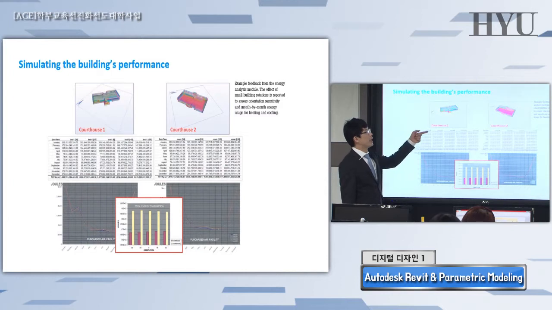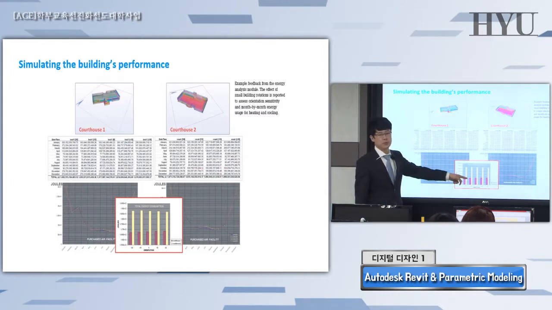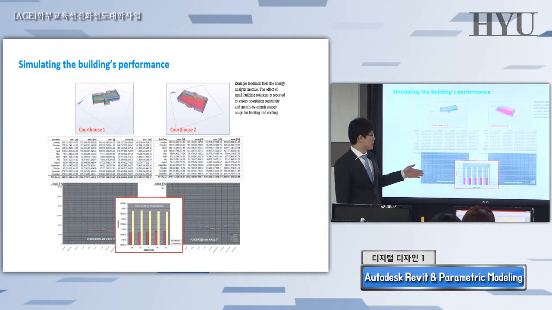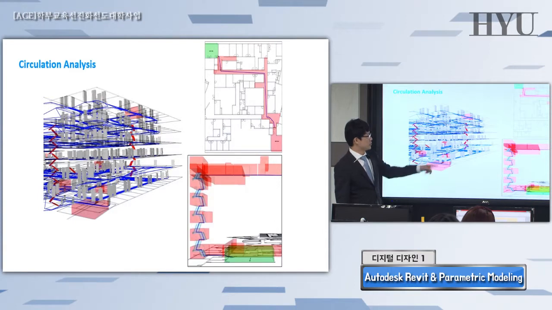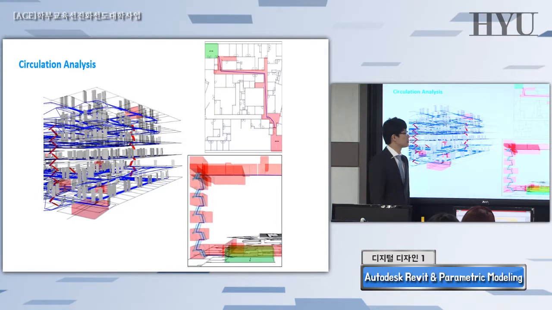And preliminary energy performance analysis. This is the energy review. In other words, how much energy bills you are going to get when you build this building, in terms of its energy performance. And the security circulation checking example.